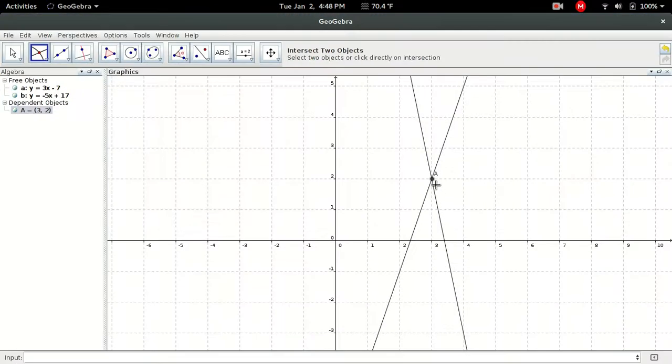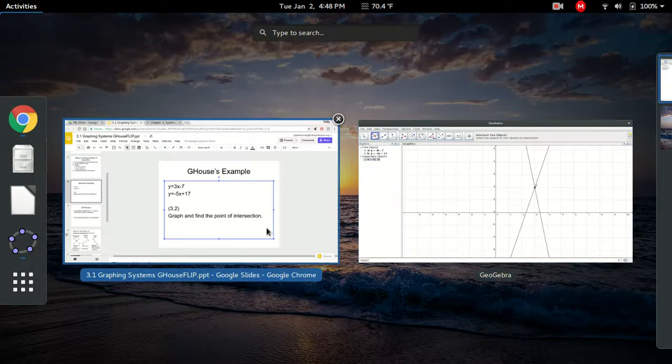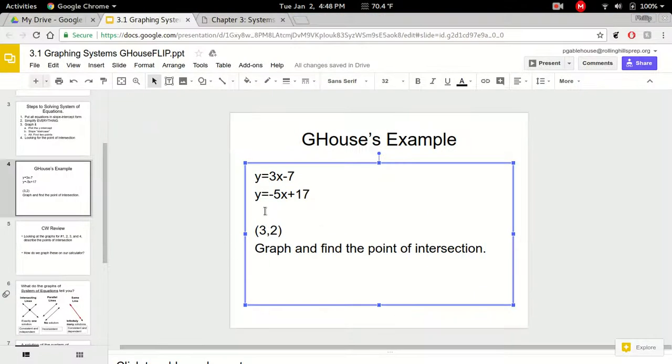So when we graph these two, we got the solution 3, 2 when we did our graph on this last page. That's where our point was, 3, 2. This is a solution to this system of equations. So whenever I say find the solution of the system of equations, what I'm really asking you to do is find the coordinates of the intersection.